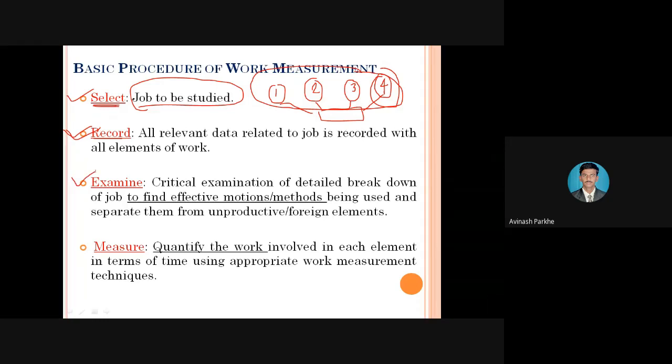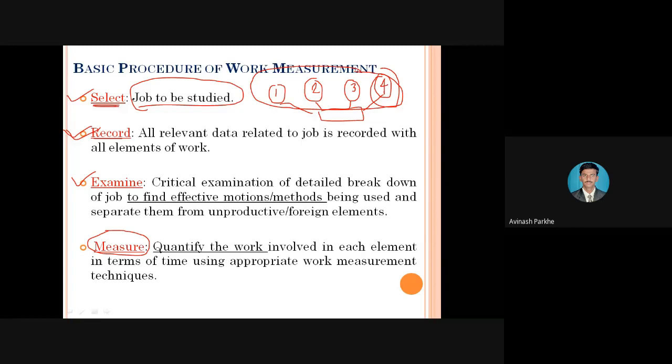That means we have to go for the modification: how, why, where, and who is going to modify that particular method. That we are going to do in the examination process, that means from select, record, and examine. Here the modifications take place, and whatever modified method comes out, we have to go for measurement. That means from step number 4, the work measurement process actually starts.